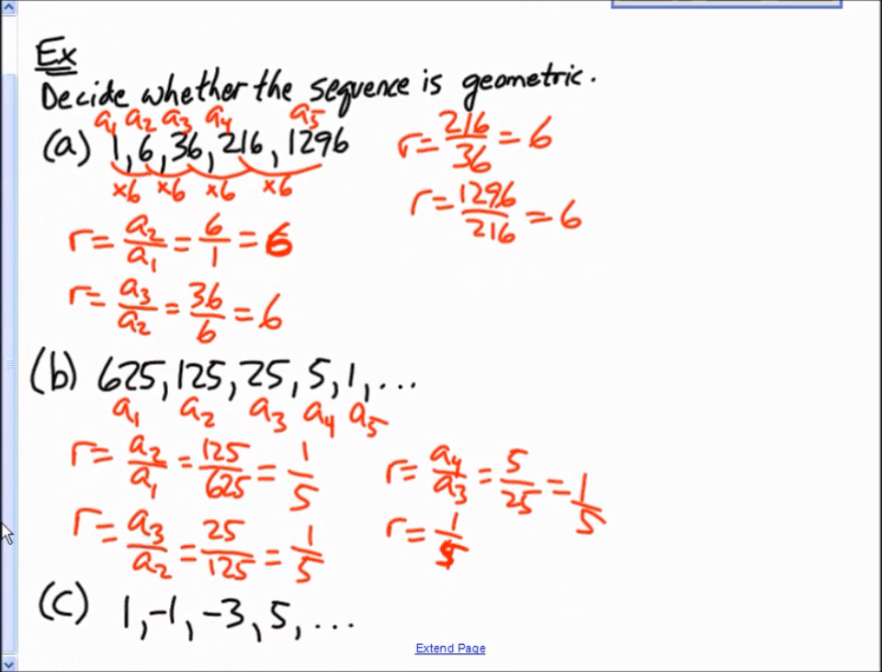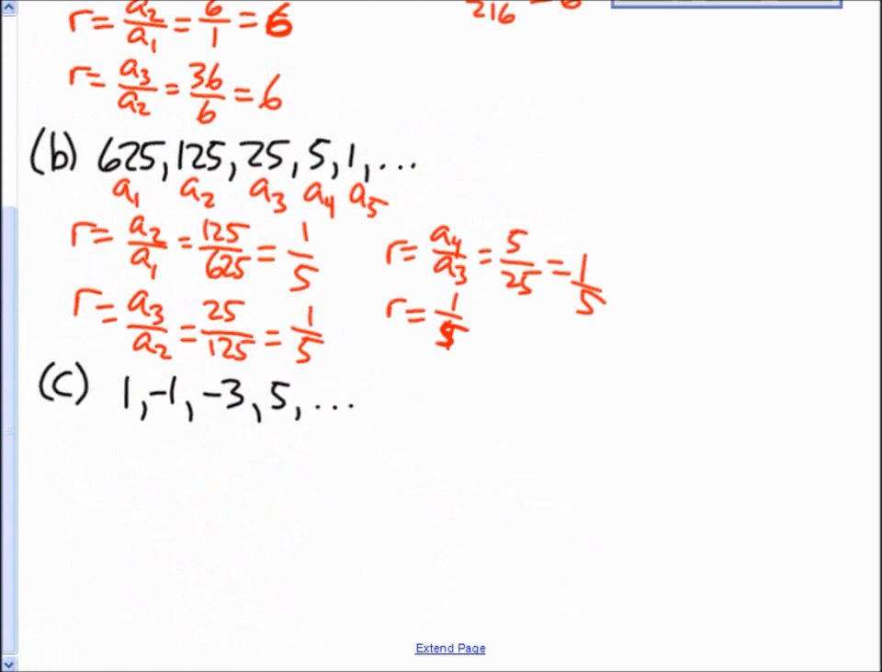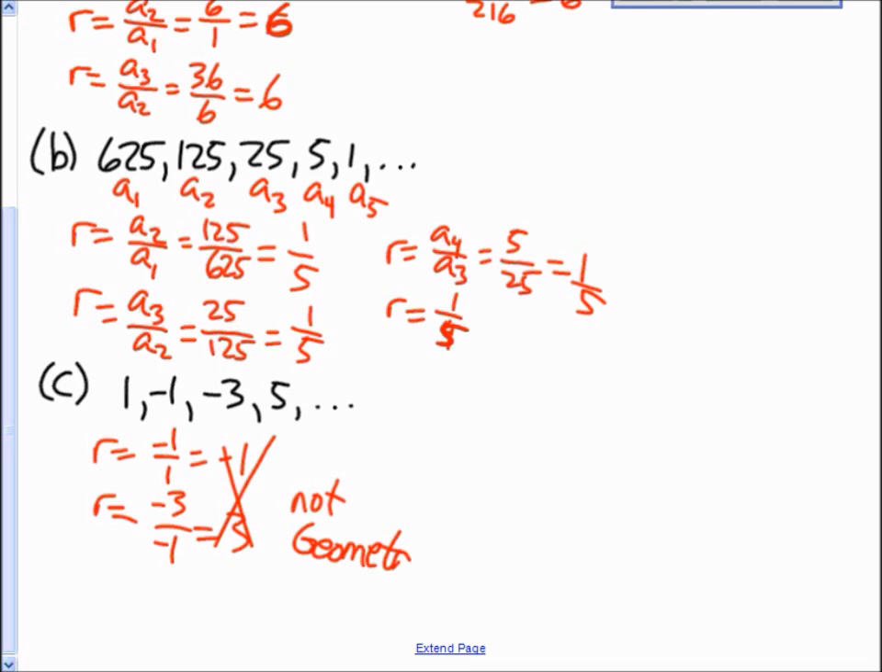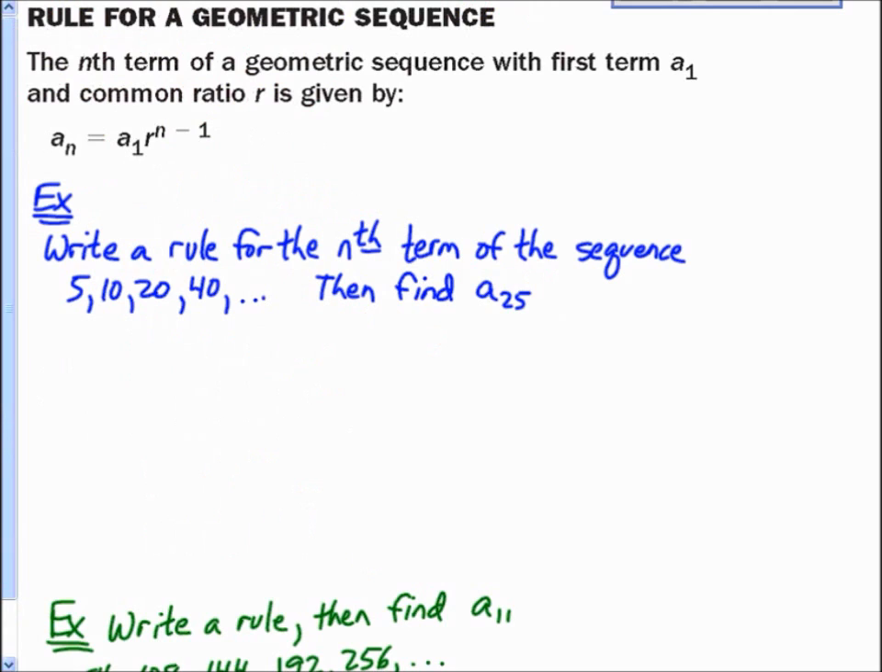Okay, let's look at another one. How about this one? Let's see, -1 over 1, -1. Let's take the third one over the second one. Oh no, it is not. Those are not equal. This is not geometric. So geometric, again, should have a fixed common ratio between terms.